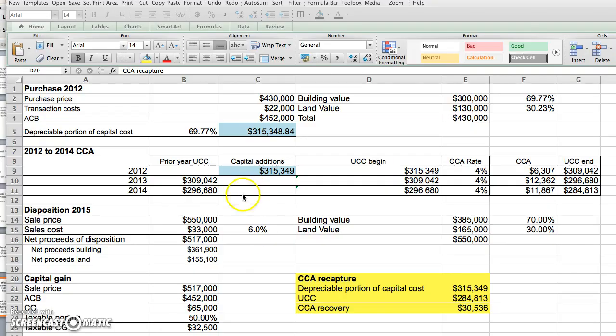So coming back to our table, you can see what I've indicated here is the calculation of the CCA recapture. Since we sold the building at a capital gain, we have $315,000 as our original UCC, and we have a UCC at the end of 3 years of $285,000. So we've actually booked $30,000 of CCA. In the year of disposal, that $30,000 would be included in income.